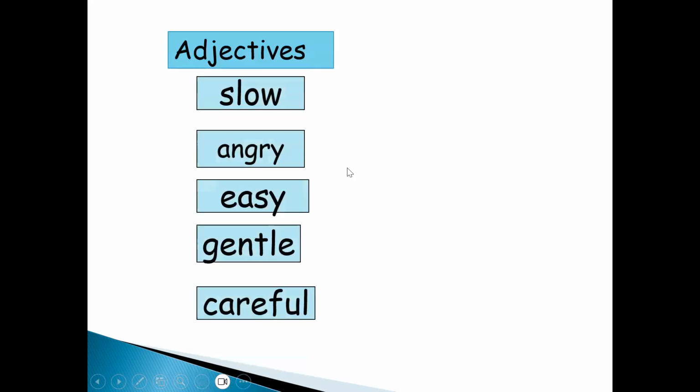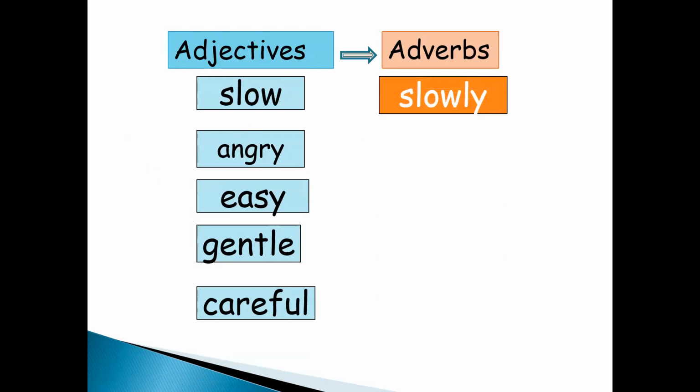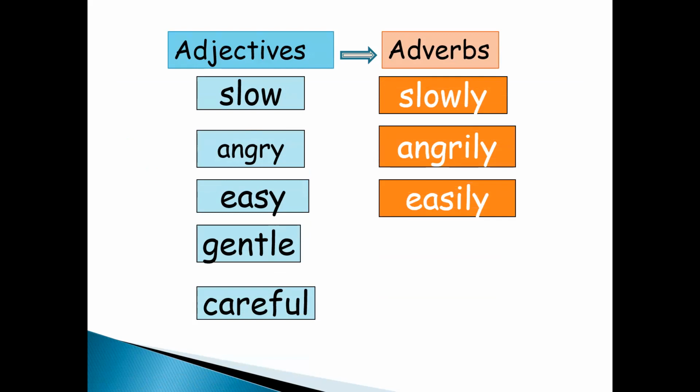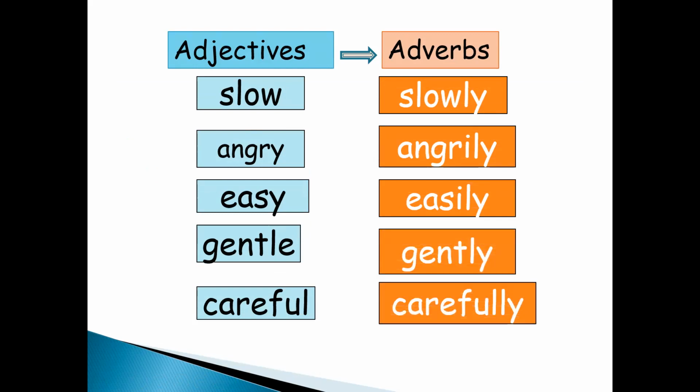You have the adjective. Okay, in this case, we are going to learn how the adjective changes. Slow, slowly. Angry, angrily. Easy, easily. Gentle, gently. Careful, carefully. In this type, the adverb of manner, the adjective changes with two letters, L and Y. Slow, slowly. Easy, easily. Gentle. Careful, carefully.